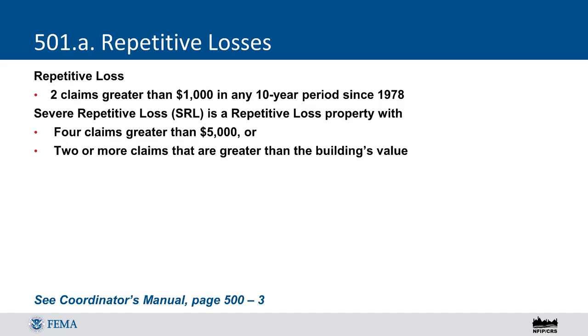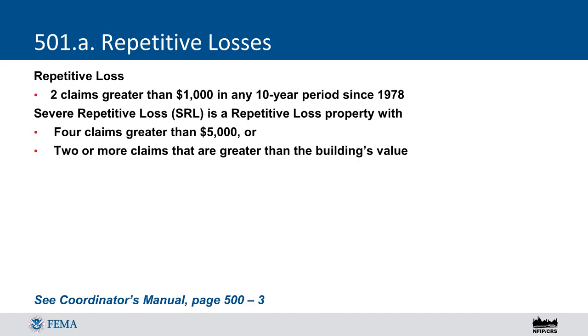Let's talk about repetitive loss as it relates specifically to the community rating system. Under the CRS program, we use the original repetitive loss definition that goes back to the beginning of the National Flood Insurance Program. Under that original definition, a repetitive loss property is any property that has had two claims greater than $1,000 in any 10-year period since 1978.